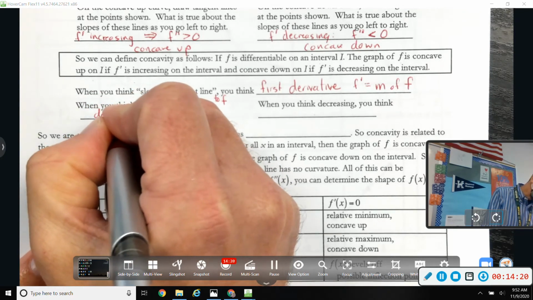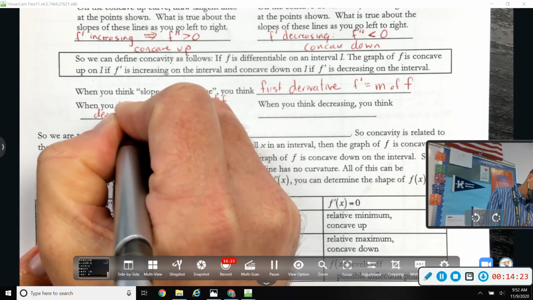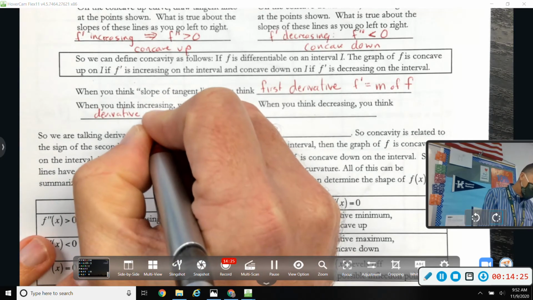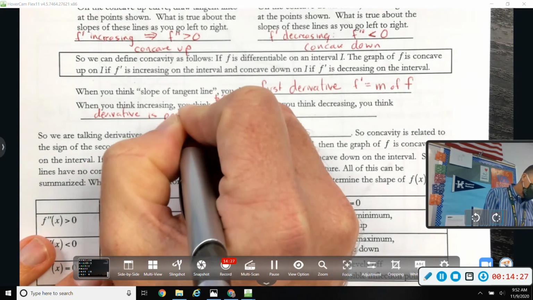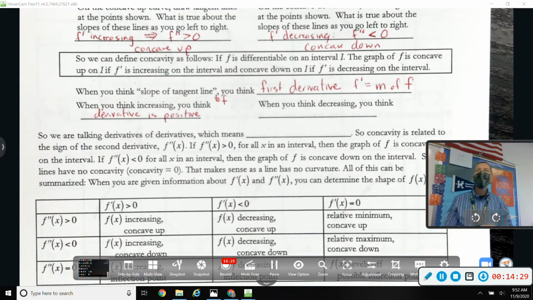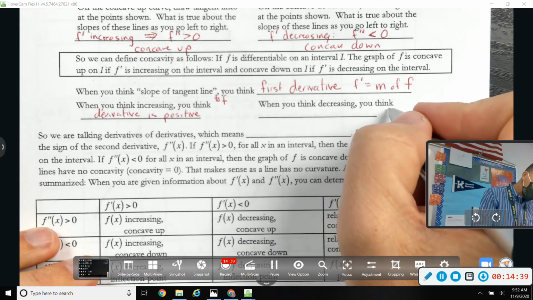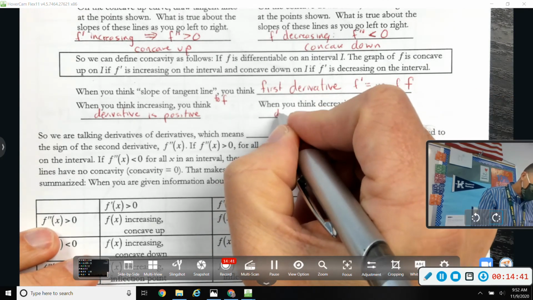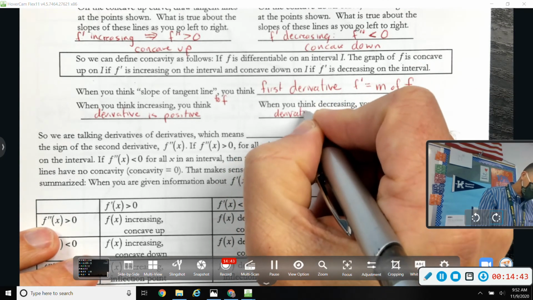I am going to fill in this one because I still don't know exactly what he's looking for. This is what makes sense to me. If something is increasing, then its derivative is positive. If something is decreasing, then its derivative is negative.